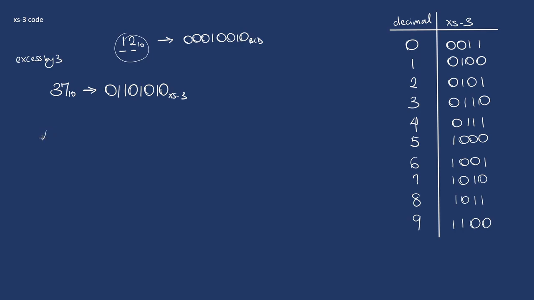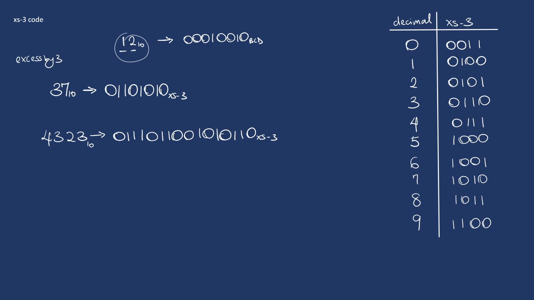Okay? We can do this for bigger numbers. 4, 3, 2, 3, right? We pick each digit. So 4 is going to be 0111. Okay? 3 is going to be 0110. 2 is going to be 0101. And 3 again is going to be 0110 in XS3 code. So that's literally how to convert from decimal to XS3 code.